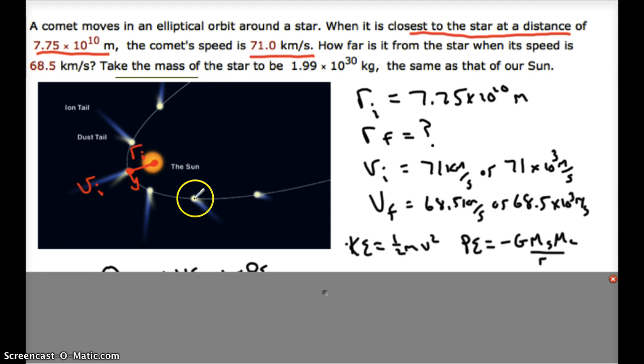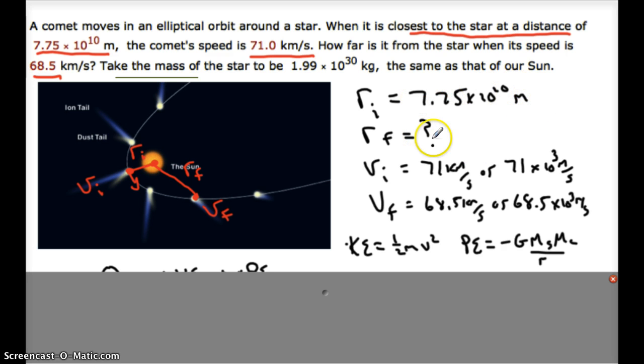And then sometime later, they're asking about at what final height or distance away from the sun would it have a velocity of 68.5 kilometers per second. So this would be, for instance, its final velocity. Since it's only energy that we're going to have in our system and there's no external forces acting on it or no non-conservative forces, basically we can use the law of conservation of energy to solve the problem.